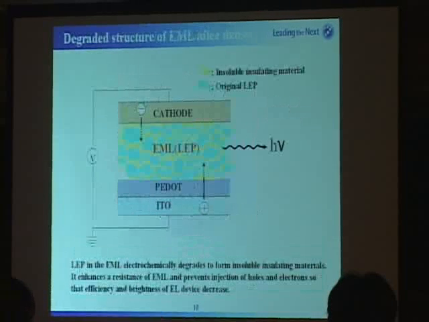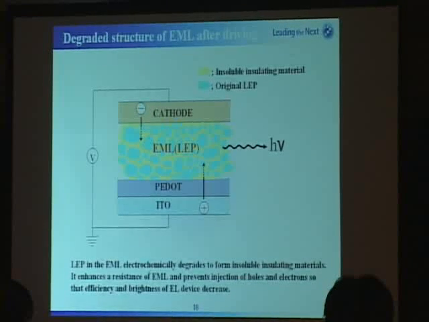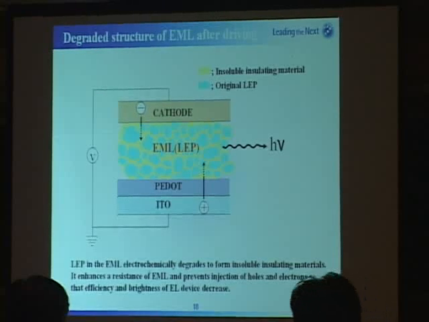Next. Then, from this information, we suppose that the light-emitting polymer in the emitting layer electrochemically degrades to form insoluble insulating materials. It enhances the resistance of the emitting layer and prevents the injection of holes and electrons, so that the efficiency and brightness of the device decrease.